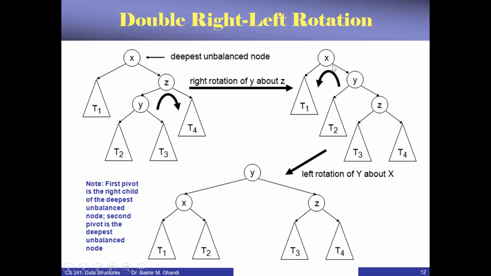And then finally, you rotate the node itself, the node that is not balanced, to the left. The same definition as we discussed about rotating to the left, meaning Y will come up to become the parent, X will become its left child, and the current left child of Y will become the right child of X. So this is the final output you're going to have in a double right-left rotation.